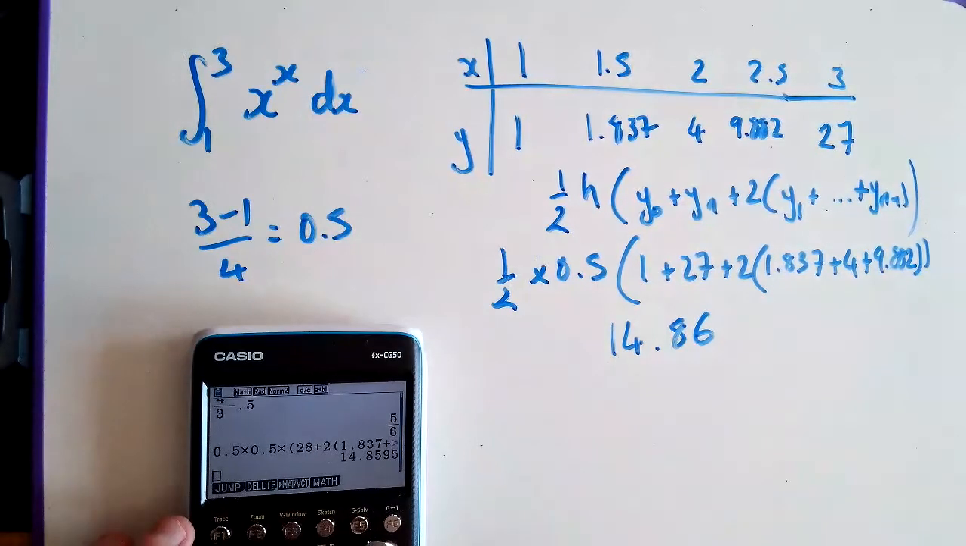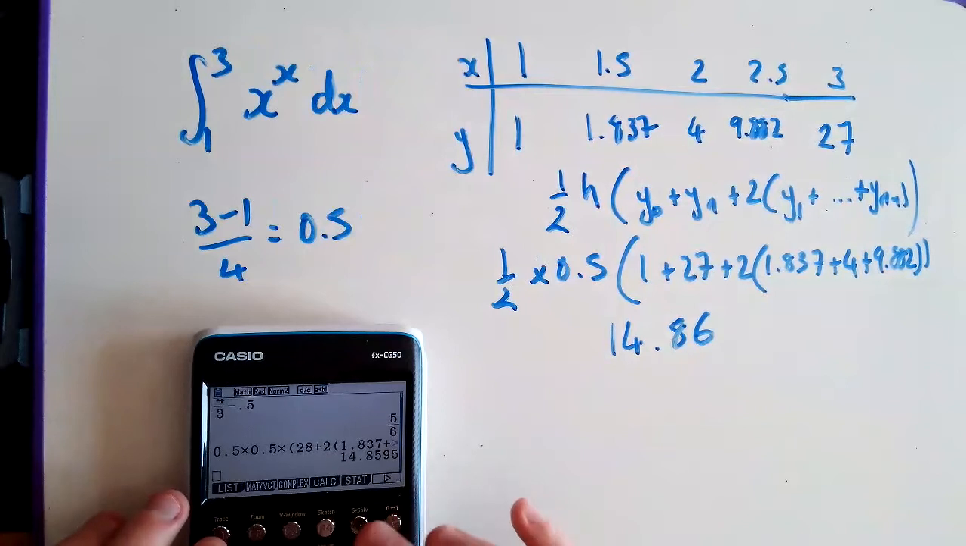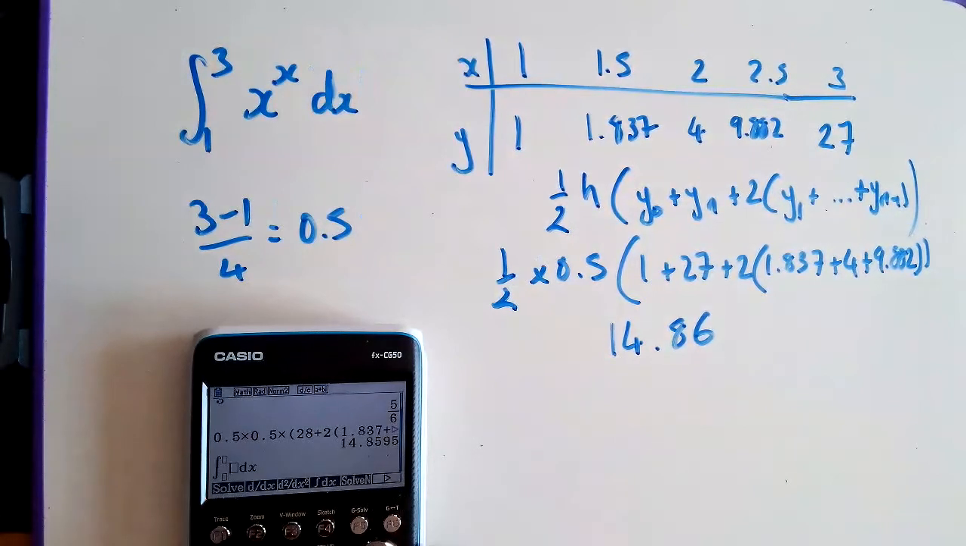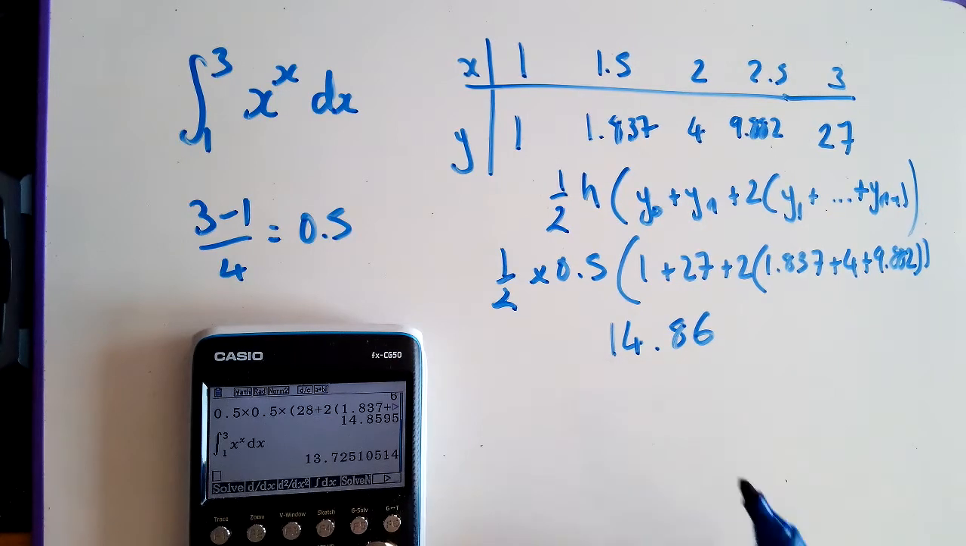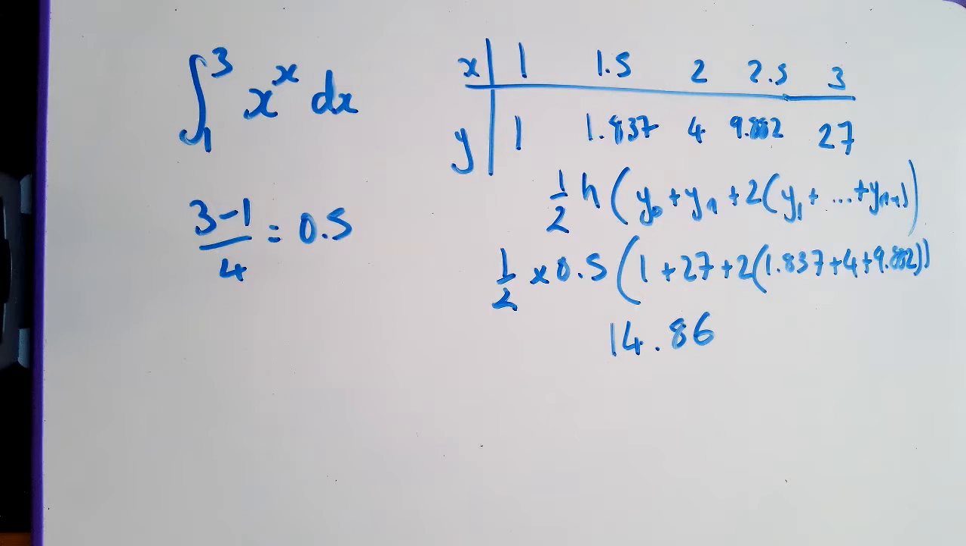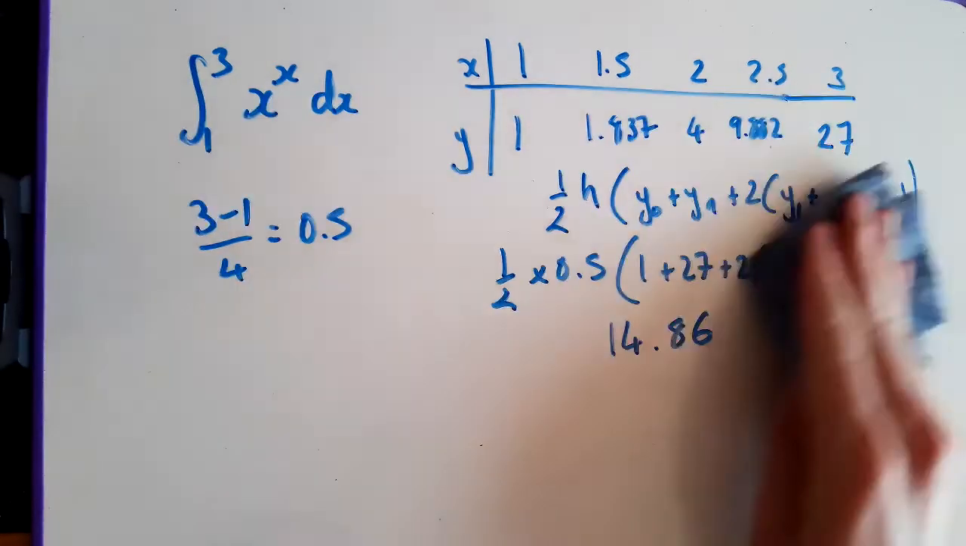And everybody can check on the calculator by working out the actual number, or better estimate rather, of x to the power x from 1 to 3. 13.725, so we're close, which suggests the answer is likely to be right. Okay, next one.